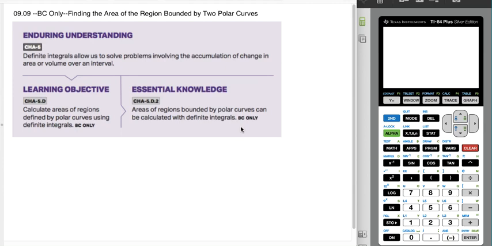All right, this is AP BC Calculus. We are doing Unit 9, Section 9, the last section in the unit. This is a BC only topic. We are finding the area of the region bounded by two polar curves. So let's go ahead and jump in.